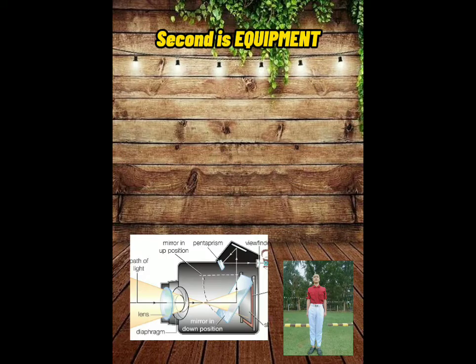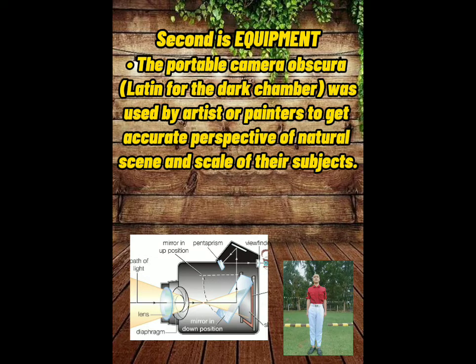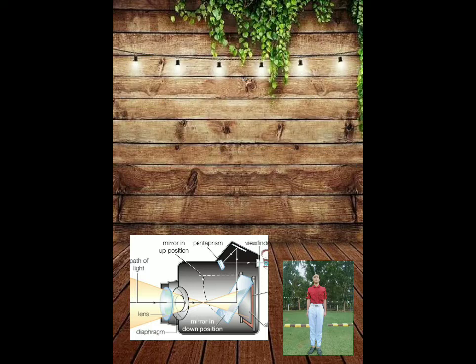So the second is equipment. The portable camera obscura, Latin for dark chamber, was used by artists or painters to get accurate perspective of natural scenes and scale of their subjects.